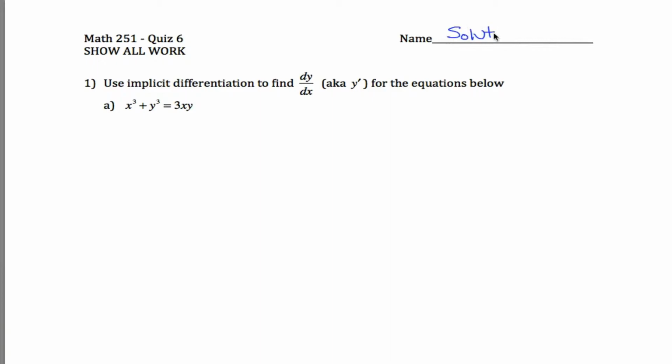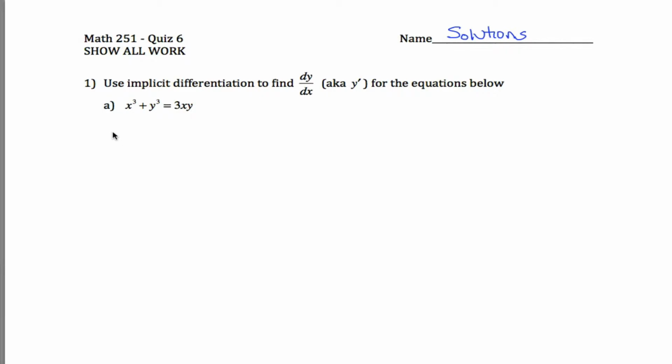Solutions for quiz 6 for Math 251. In the first one, we're asked to use implicit differentiation to find dy/dx for two equations. The basic idea when you have an equation and you use implicit differentiation is that you're just taking the derivative of both sides of the equation. You just treat the y's a little bit differently than the x's.